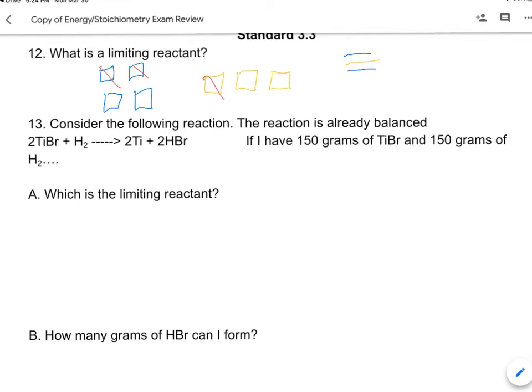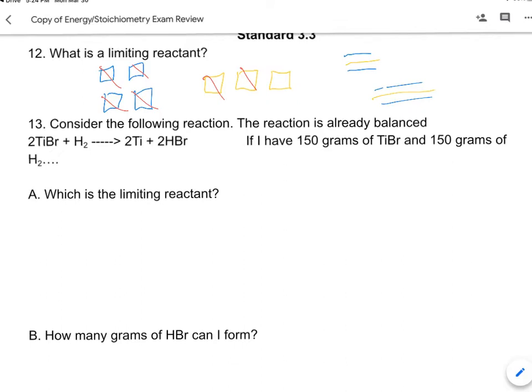And then I could make another sandwich, and that would take those. And now I'm out of bread, so I can't make any more sandwiches. I can only make 2 sandwiches. I have some cheese left over. So that means in this example, the bread was my limiting reactant because I ran out of the bread first and I couldn't make any more of the sandwiches, which were the product.